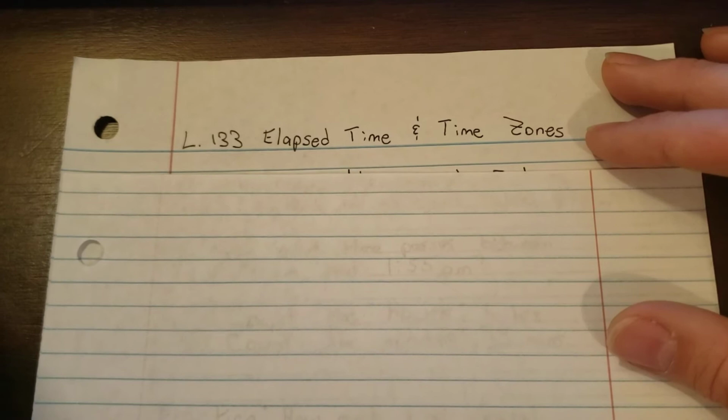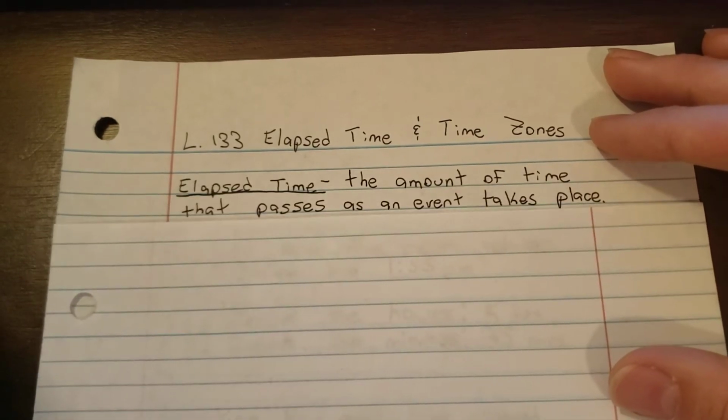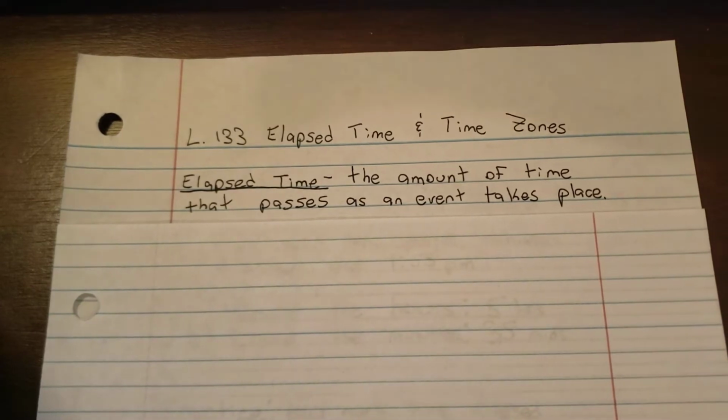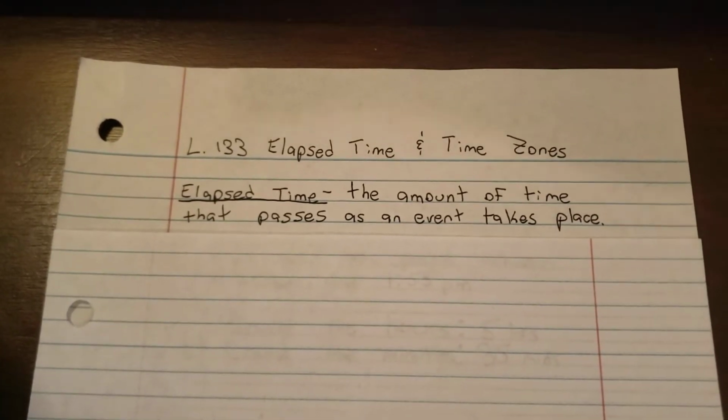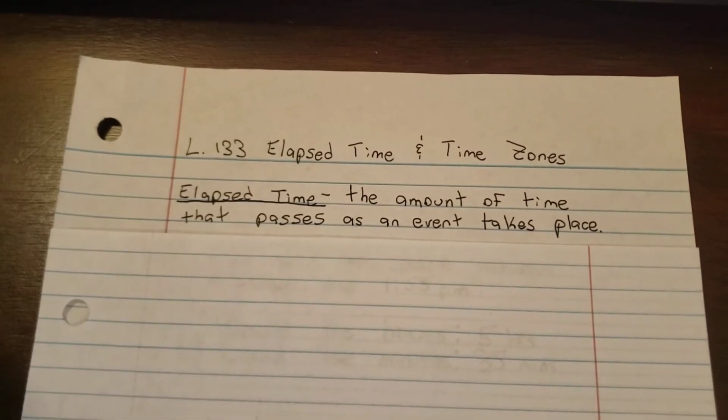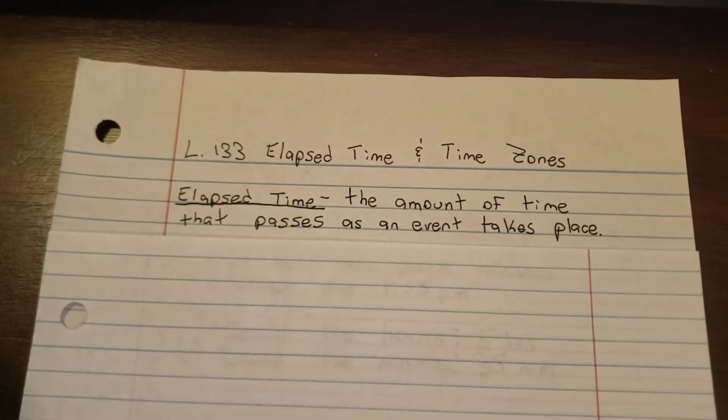Okay, let's start. Elapsed time. This is the amount of time that passes as an event takes place. So the elapsed time that I've been talking so far is about 1.5 minutes.